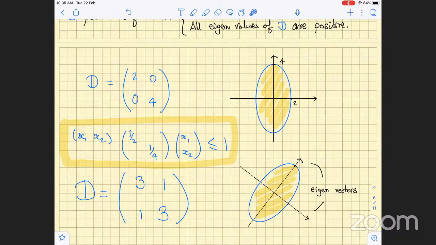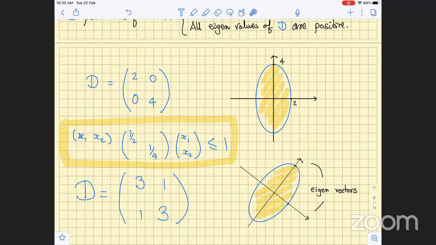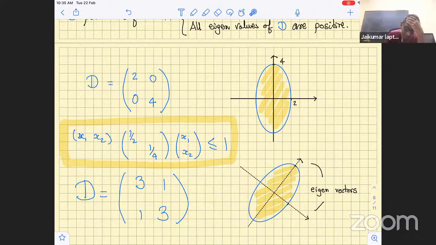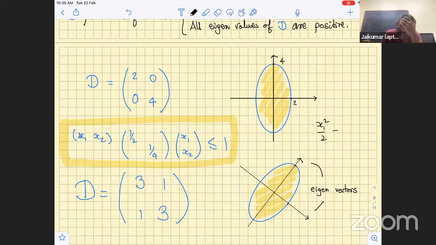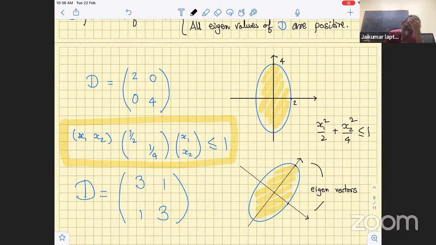Well, if you make 2, then you get 4 times half and you get 2. Oh, yes. Sorry, what's the answer? How big can you make x1 and still satisfy this inequality? You said x2 has been set to 0. This is just x1 by 2, right? No, it is x1 squared by 2. So this equation actually looks like x1 squared by 2 plus x2 squared by 4 is less than or equal to 1. Yes, square root 2.